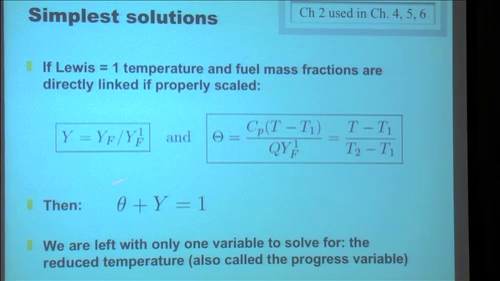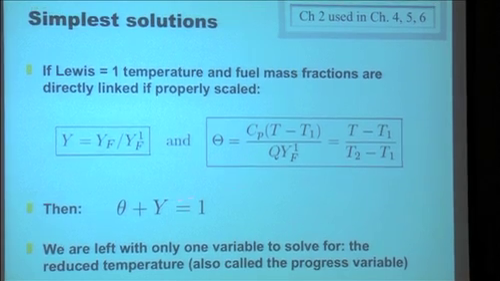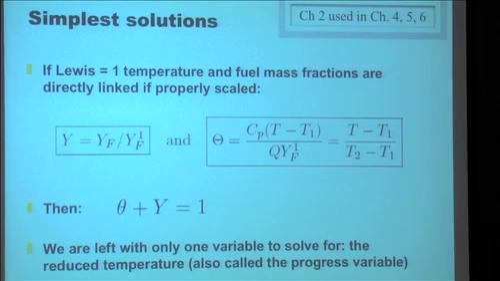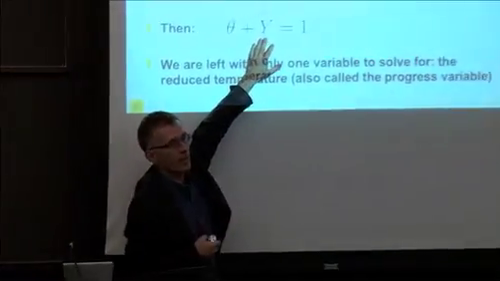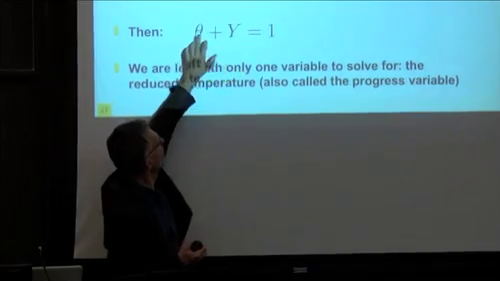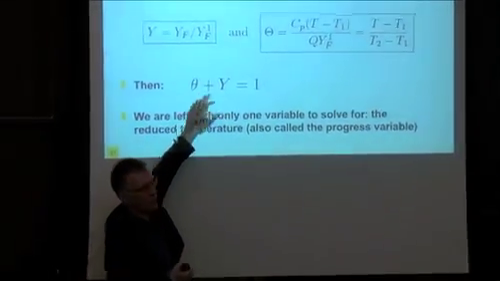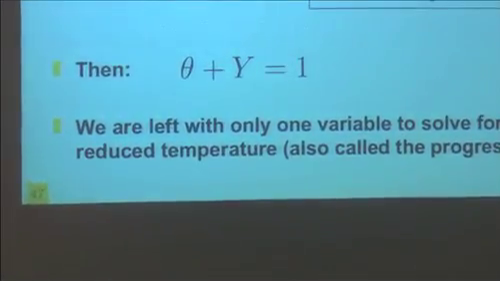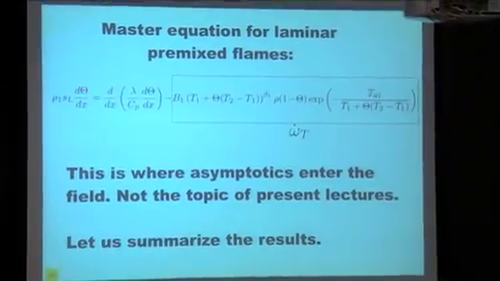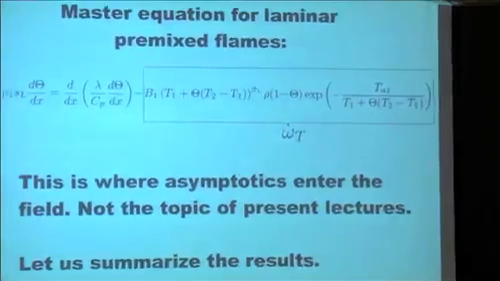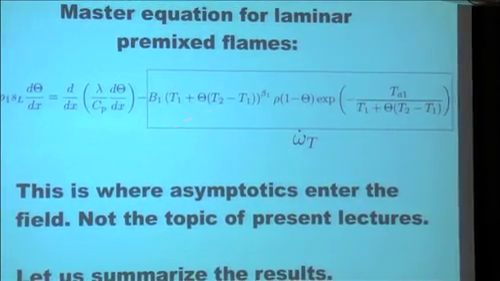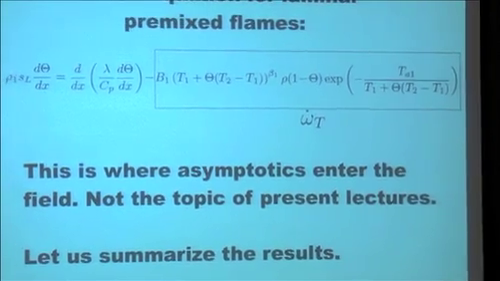You can show actually that with the assumptions I've just described before, these two quantities are related. If you have one, you have the other. The sum of these two is 1. It's like a conservation of mechanical energy, if you want. Either you are cold and you have some chemical energy, or you are burnt, y goes to 0, but everything is in the temperature. So you can solve for only one variable now. Typically the temperature, you end up with this equation, which is an equation where the only unknown is the temperature. And you can see it has a rather interesting heat release term here, but you can compute it.